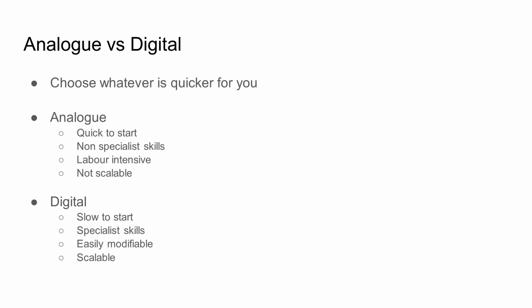So yeah, essentially the nutshell, as far as I can see, between analog and digital is that analog is a lot quicker to start, which means you can test quicker, but it's not scalable. Whereas digital is a lot slower to start. It needs specialist skills, but once it's already started, you can do a lot with it. It's a lot more scalable. So I guess it just really depends on what resources you have available and how much testing data you need or want.